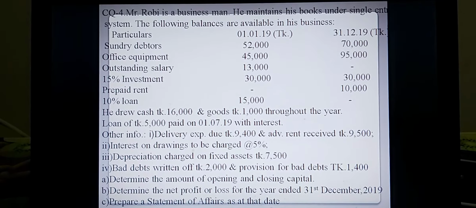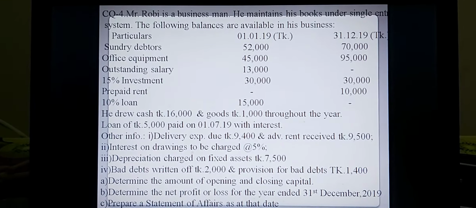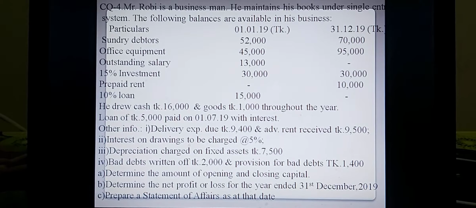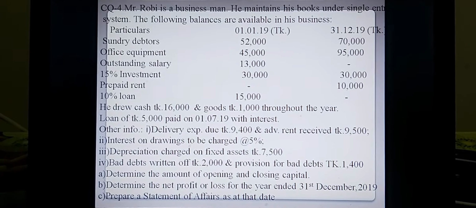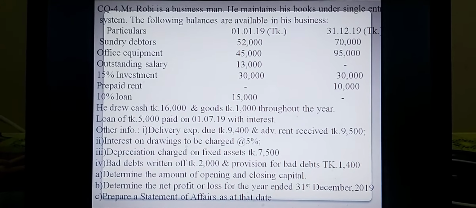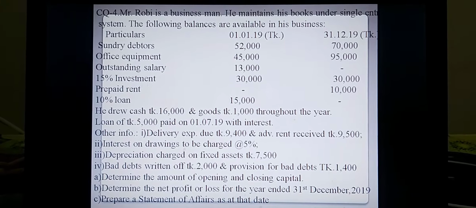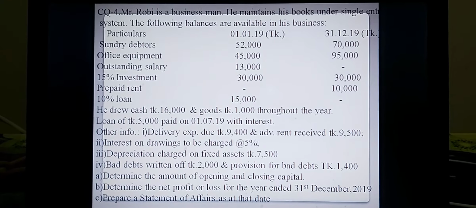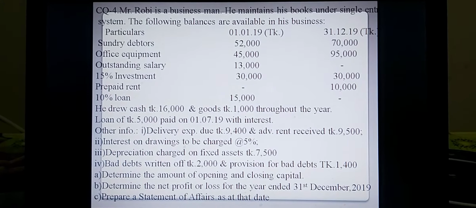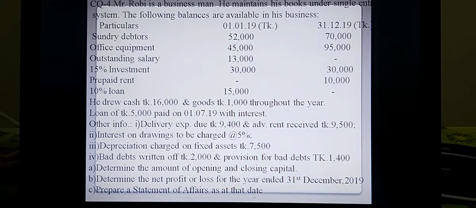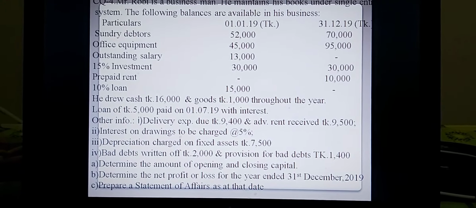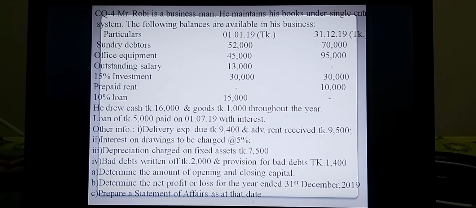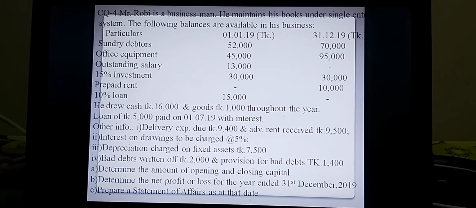Creative question number 4. In this question, 2 kinds of information are available. At first, opening and closing balances of assets and liabilities. At first, outstanding salary, that is due salary or salary payable, has an opening amount on 1/1/19, but the closing amount of outstanding salary is not given.